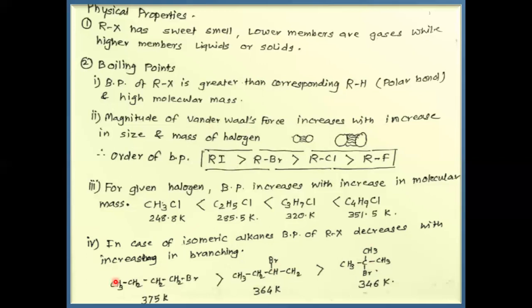If the size is bigger, the van der Waals forces of attraction are also greater. But here, because of branching, the size of the molecule decreases. Here, the size of the molecule again decreases. So it affects the boiling point. Boiling point decreases with branching.